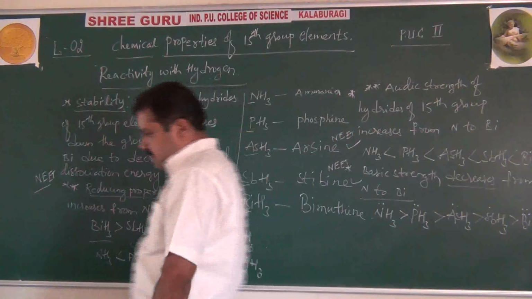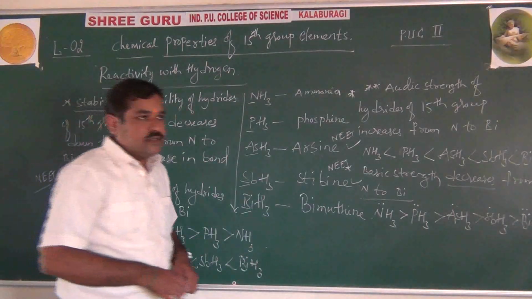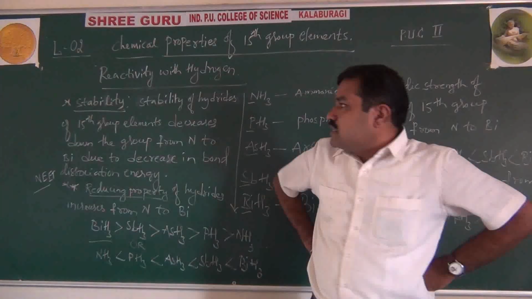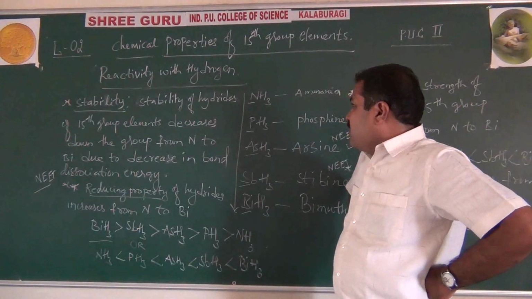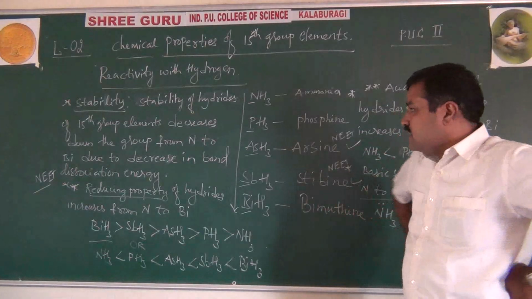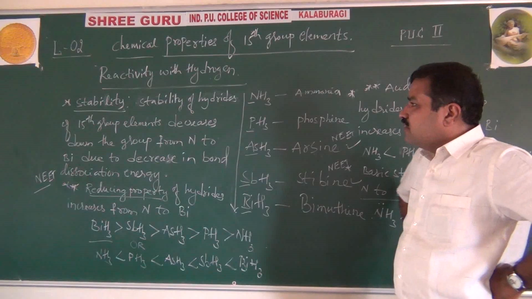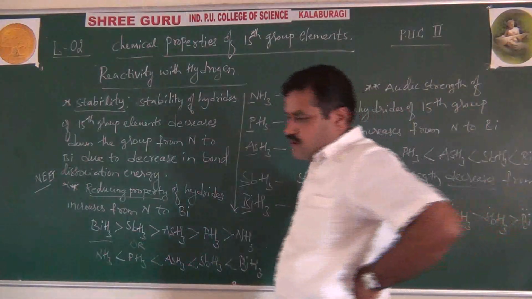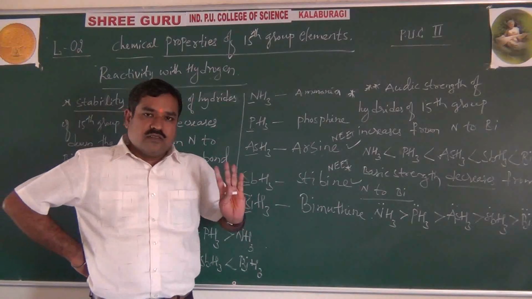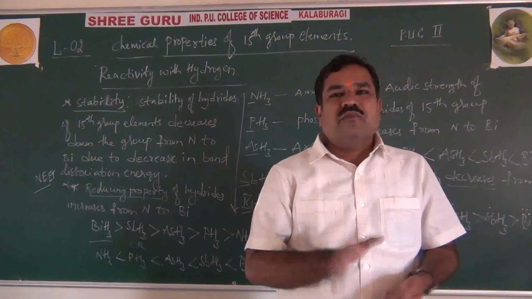Remember, these 15th group elements react with hydrogen and form respective hydrides of the type EH3. The hydride formed by nitrogen is ammonia, phosphorus is phosphine, arsenic is arsine, antimony is stibine, and bismuth is bismuthine. Remember this. Very important even for 2 marks and very important for NEET purpose. Because generally you will confuse regarding acidic character, basic character, reducing property.